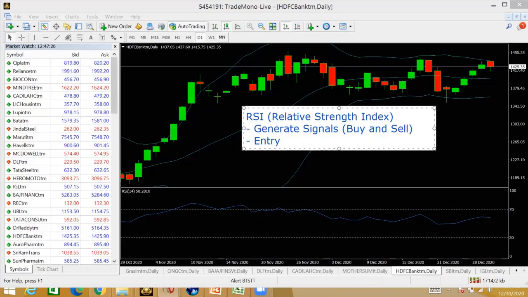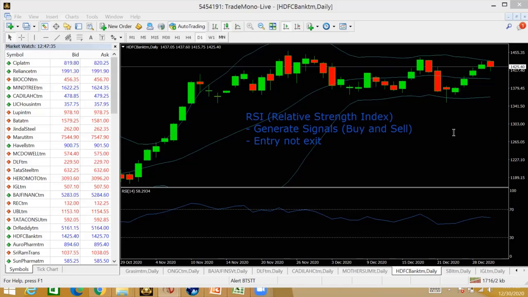This particular indicator is going to give you an entry, not exit, only entry. So RSI will only tell you when to enter, but you need to decide when to exit. Bollinger Band can decide when to exit. Entry can be determined through RSI, exit through Bollinger Band. So two different indicators are used for different purposes, with a different strategy altogether. One is Bollinger, another one is RSI. RSI is meant for entry, where we can generate some signal.